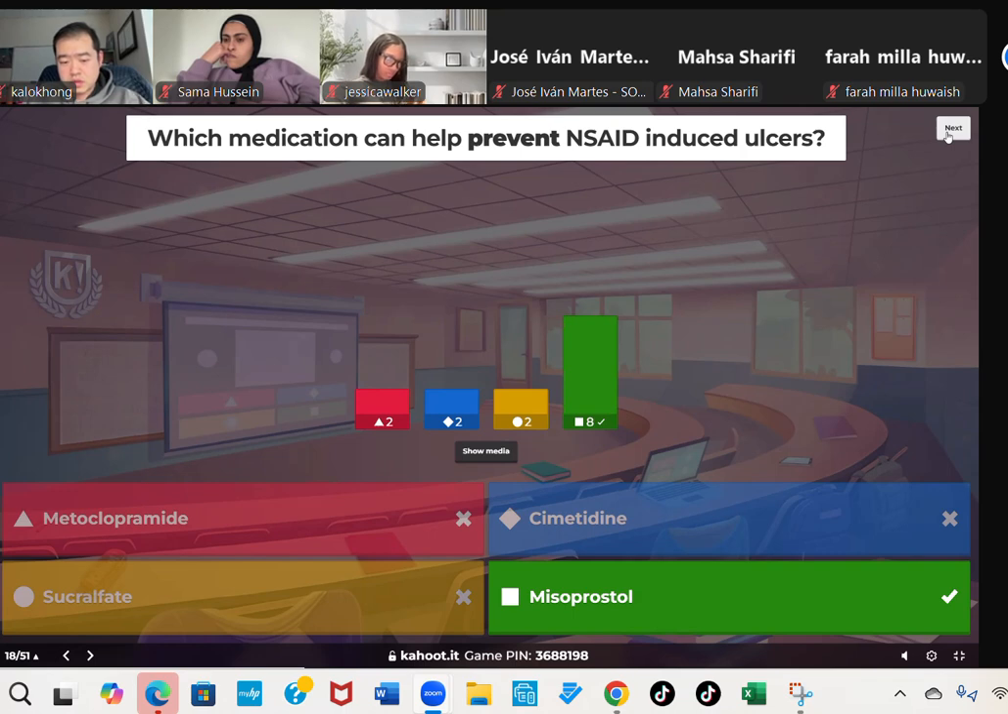Can we use PPIs for prevention as well? Yes, we can use PPIs for prevention as well. And then we would also want to choose a COX-2 selective NSAID, yes, because COX-1 is the pathway that is causing the decreased protective factors, right? So if we can pick something that's more COX-2 selective, which you should have learned, I think Dr. Mohammed taught you that in self-care.